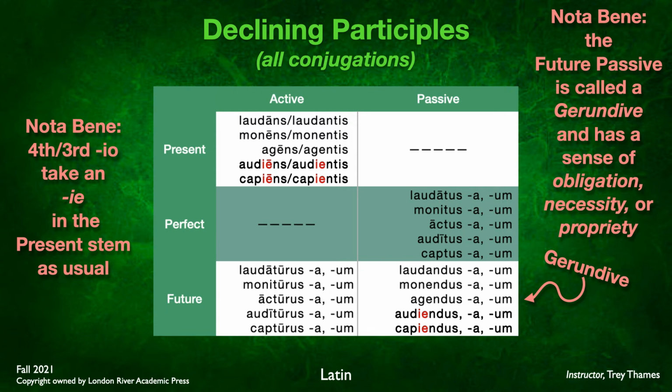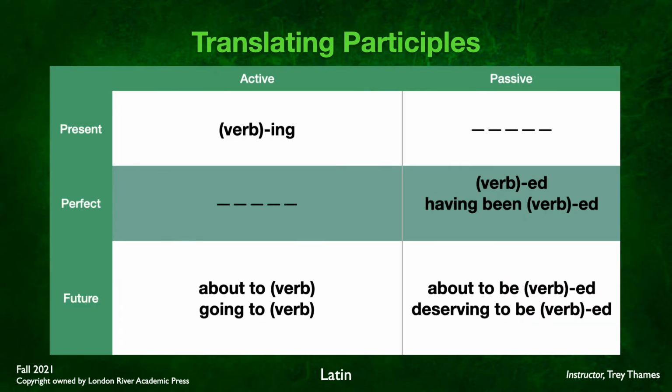All right. How do we translate participles? Well, basically, the present active is whatever the verb is, you just add an -ing. All right, so love, loving. So that's how you translate the present active: loving, the loving man, right? In the perfect passive, it's verb plus an -ed, or having been verbed. So here it would be loved or having been loved.